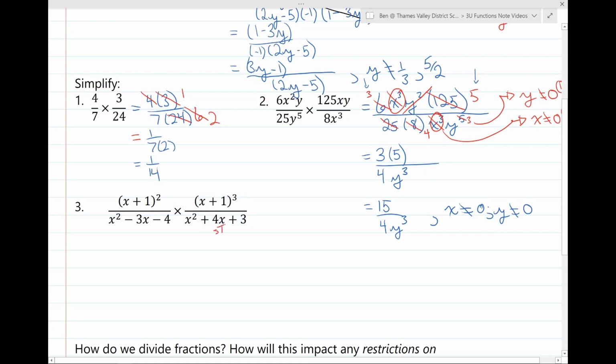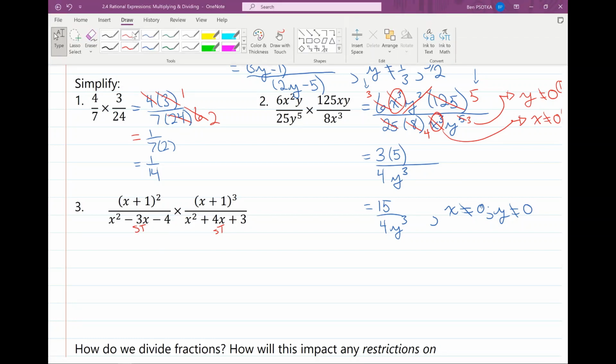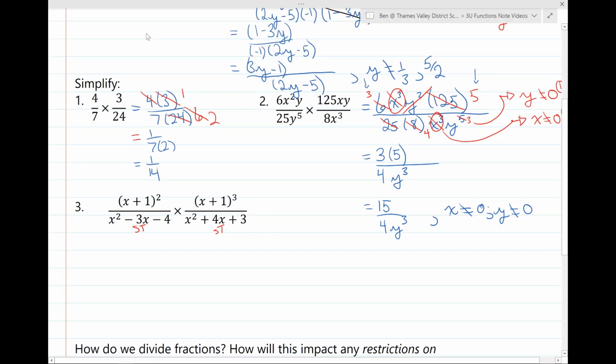So I have a simple trinomial here on the right. Looks like I have two simple trinomials that I'm working with here. It's nice and straightforward. I leave my numerator the same, so that's x plus 1 squared. And in my denominator, I have an x minus 4, x plus 3, times, I leave that the same, x plus 1 cubed divided by x plus 3, x plus 1.